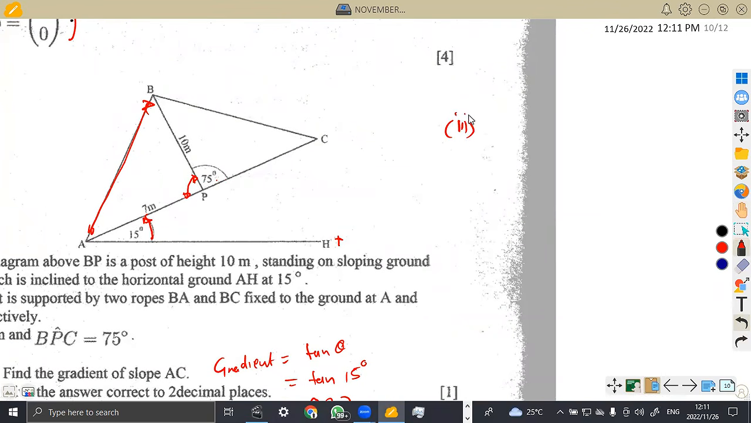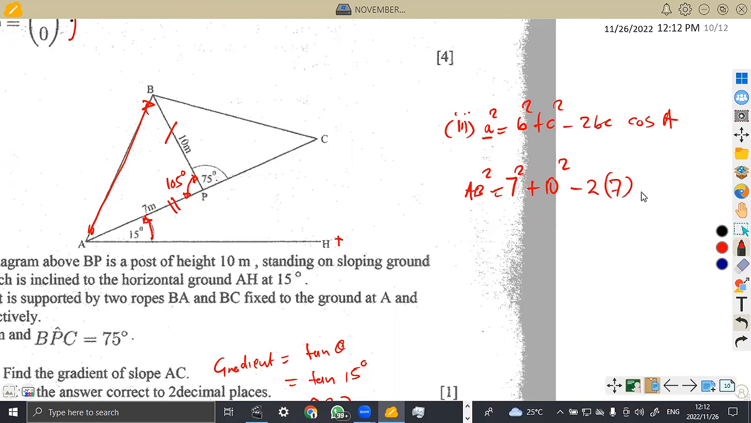Using the cosine rule, we can calculate this side because we've got 2 sides and an angle in between, which is 105 degrees. Remember, the cosine rule says that a squared is equal to b squared plus c squared minus 2bc cos A, whereby a is the side that we are calculating, which is AB. B and C are the sides creating the angle, 7 and 10. So it's 7 squared plus 10 squared minus 2 times 7 times 10, cos of the angle in between the sides, which is 105 degrees.